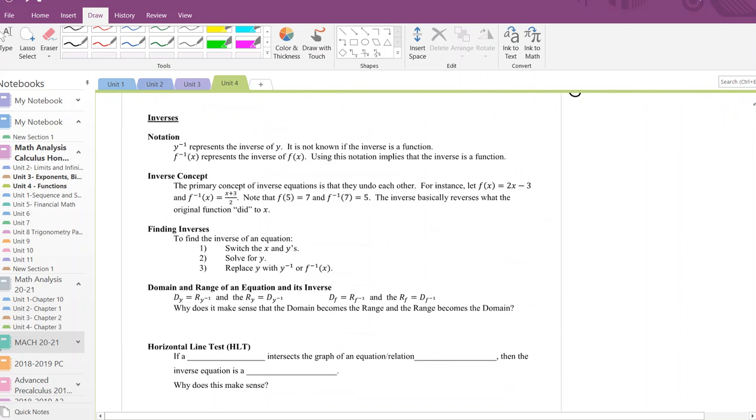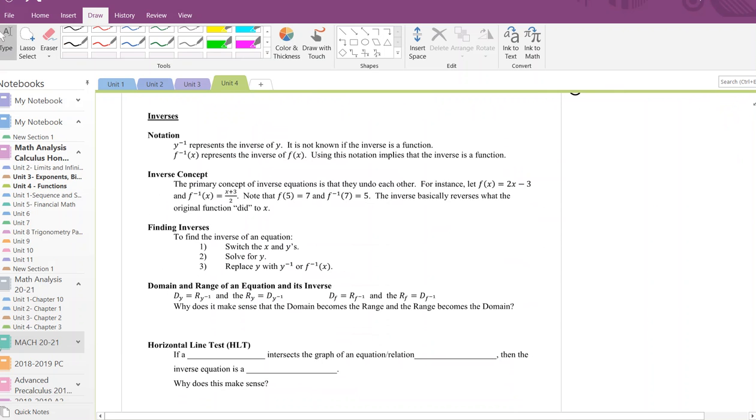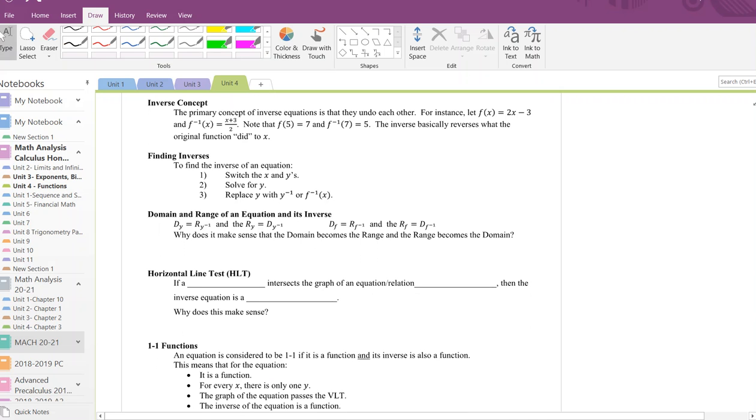So next page has some concepts, like for example the concept of an inverse, the notation. If it's just an equation where it says y equals, then the inverse would be y inverse. But if it's defined as a function, then it's f inverse of x. The negative 1 power means inverse. The concept of what an inverse is, an inverse just undoes the other one. So for example, if f of x equals x plus 2, the inverse, what undoes that, is x minus 2.